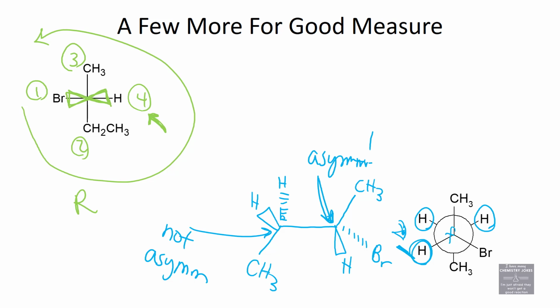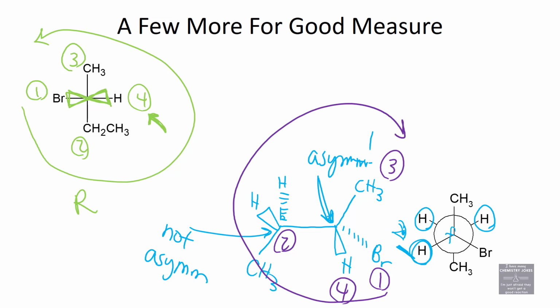Okay, so assign priorities. It's the same dang molecule. 1 bromine, 4 hydrogen, 2 ethyl, 3 methyl. 1 to 2 to 3. We have to pass number 4. Can't pass number 3. 1 to 2 to 3. Looks like R. Lowest priority is coming toward me. So that's the opposite of what my rules say. So it's the opposite of what it looks like. This is the S enantiomer. Whew, yeah.